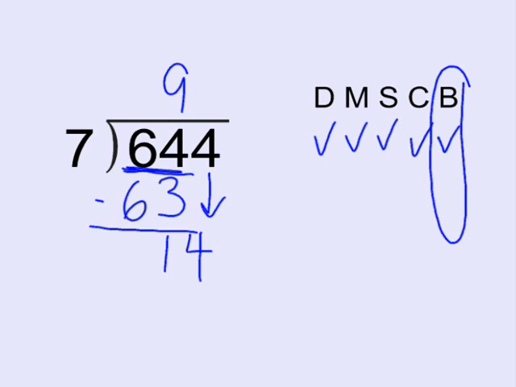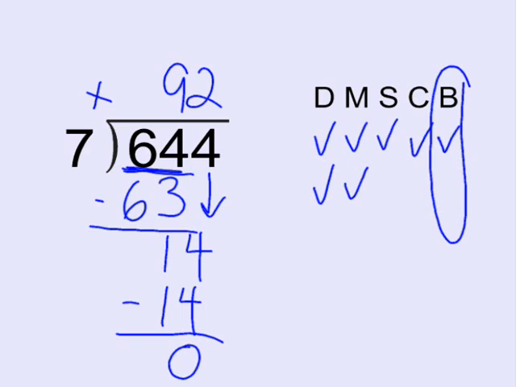Now I bring down. 4 brings down next to the 1, so my new number is 14. Remember, there's no X there, so I have to go another round. So 7 goes into 14 2 times. Now I have to multiply. 2 times 7 is 14. Now I subtract. It's 0. Now I have to check. Well, 0 is less than 7, so that's correct. There's nothing left to bring down, so I put my X in the bring down column, and I know I've completed my problem.